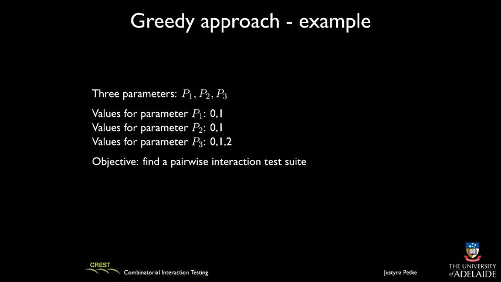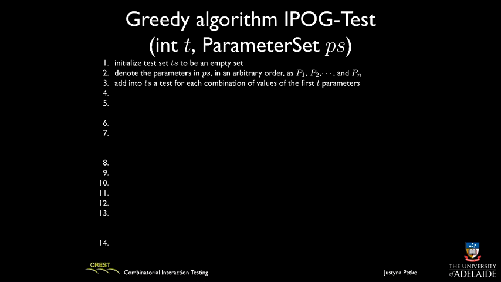Don't worry, we'll see it often enough. Good. So, no test case, 3 parameters in PS parameter set, and now we add to our empty set a test case for each combination of values of the first t parameters. We're after pairwise testing, so t is 2. So the third step is to add to the test suite, or test set, a test for each combination of the values of the first two parameters, t equals 2.